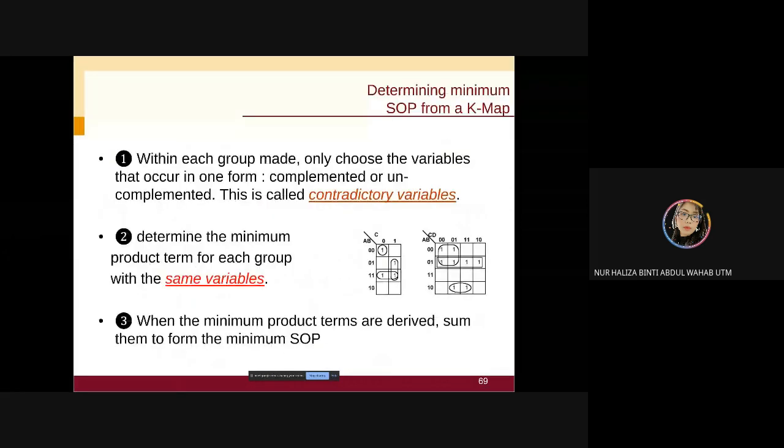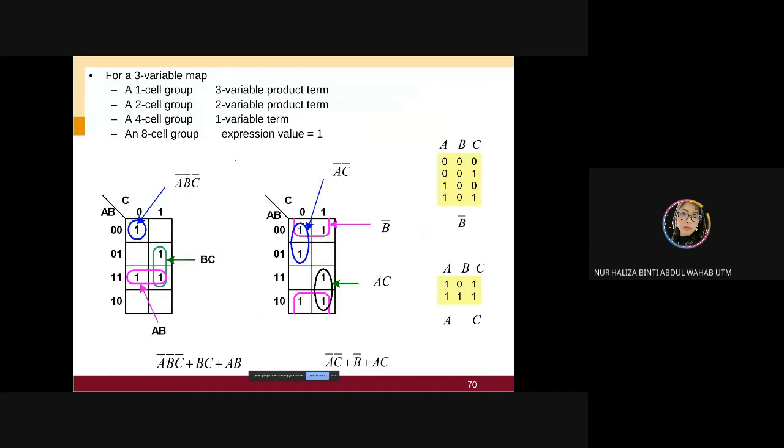I still can't finish. Okay, determine minimum SOP from KMAP. So from here, after you have drawn all the groupings, you're going to come up with your Boolean expression. That's why I mentioned, first you learn how to group, and then you will do the mapping of the Boolean expression. This one we already learned at the beginning, I guess, in beginning KMAPs.